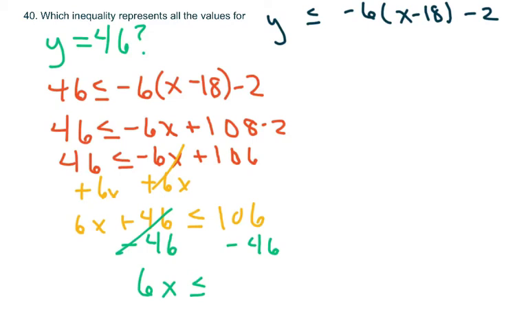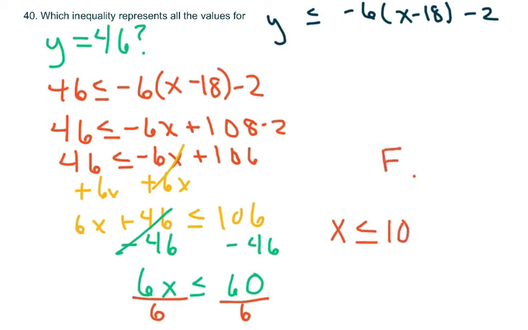So 106 minus 46 gives you 60. Just want to make sure I'm doing it right. So divide both sides by 6. So you get x is less than or equal to 10. And the answer would be F.